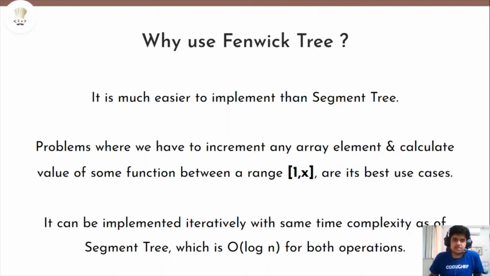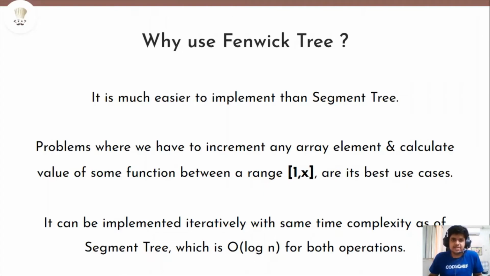The second operation is that you have to calculate the value of some function between the range 1 to x, where x is some index. There is a limitation on this function: it should be a reversible function. Only then you can use a Fenwick tree. So these two operations, the update and the query operation, the calculation of the value of some function, can be implemented by a Fenwick tree.